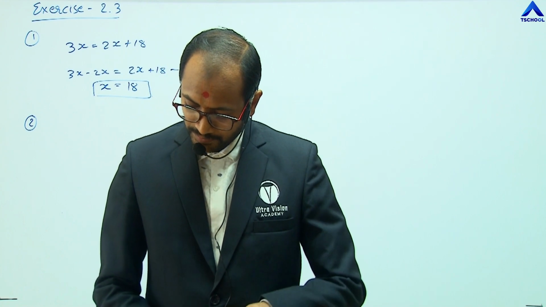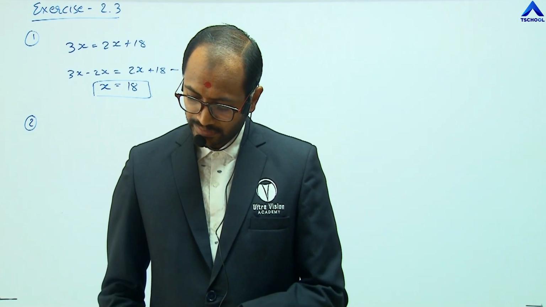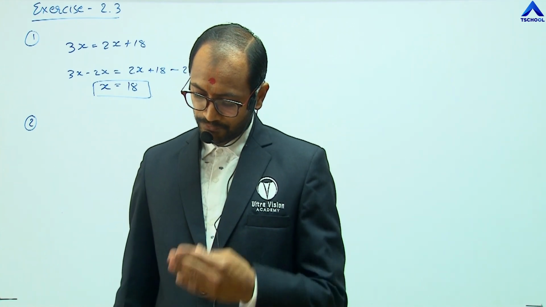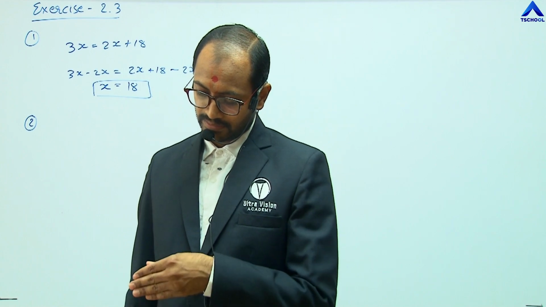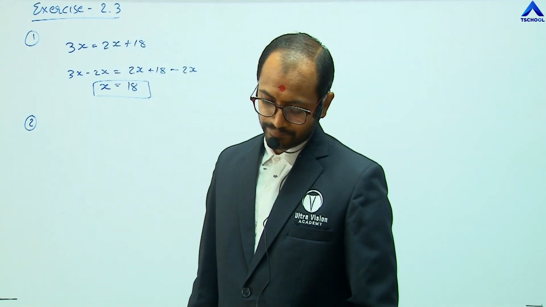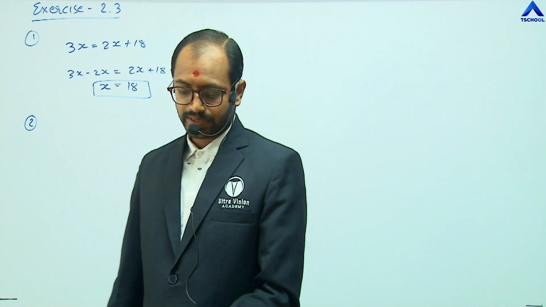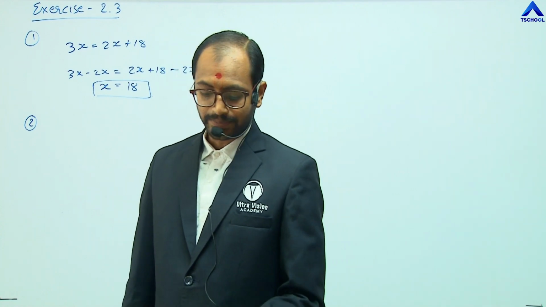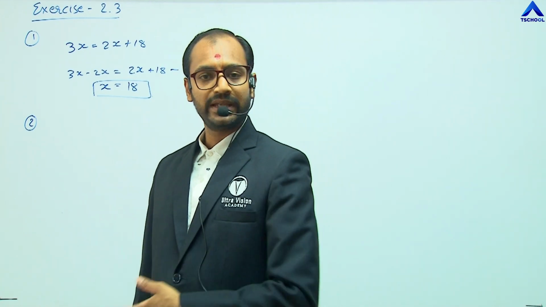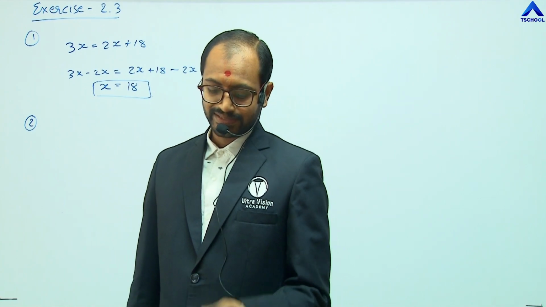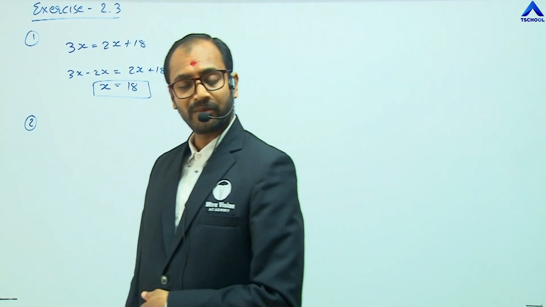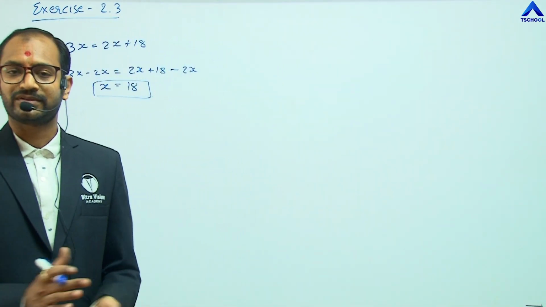Now question number 4, it is also simple to solve. 4z plus 3 equals 6 plus 2z. By subtracting 2z on both sides, we get 2z plus 3 equals 6. And by subtracting 3 on both sides, we get 2z equals 3. And hence, z equals 3 by 2 is the answer. You can solve some problems in this way also.